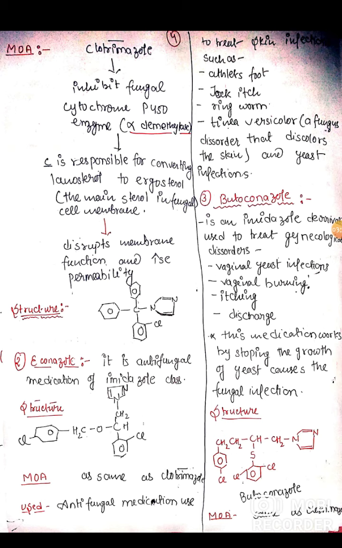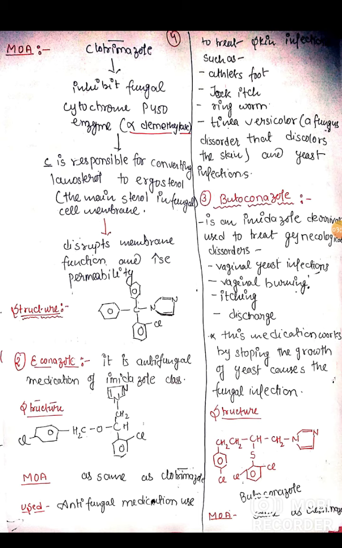The next drug is econazole. Econazole is also an antifungal medication, an imidazole class derivative. The structure is as follows, and the mechanism of action is the same as clotrimazole, so it also inhibits the synthesis of ergosterol from lanosterol by inhibiting the enzyme alpha demethylase. Econazole is used to treat skin infection, athlete's foot, jock itch, ringworm, and tinea versicolor. Tinea versicolor is a fungal disorder that discolors the skin, and it is also a yeast infection.